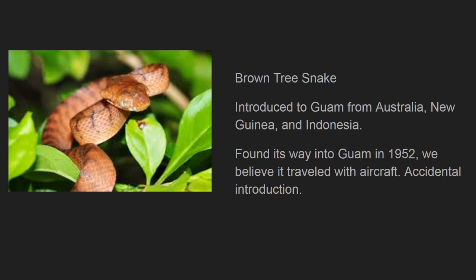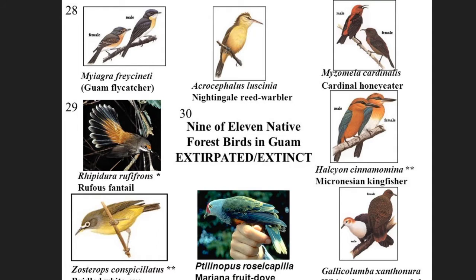Now, why is this bad? Guam has no snakes. No snake species existed on Guam prior to 1952. This is the one and only snake species on the island. And so it brought snaky adaptations. But snaky adaptations are not something the locals had ever seen. They had no idea how to handle it, the animals there. And without ever facing this kind of a threat, they were not prepared for what it was going to do.